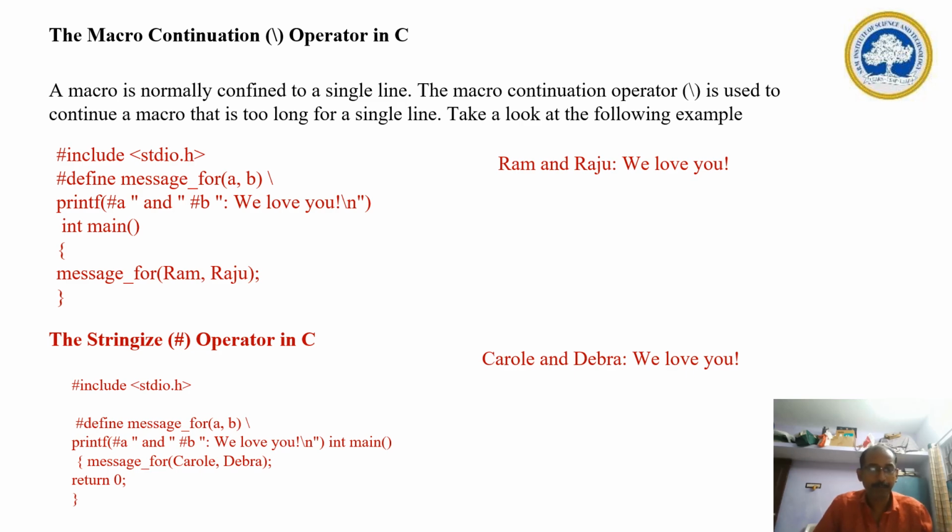Very simple, self-explanatory one. The stringize operator in C. Look at this one. The stringize operator has #define MESSAGE_FOR(a, b). If you are using Carol and Deborah, same as Ram and Raju, here also it prints "Carol and Deborah, we love you."